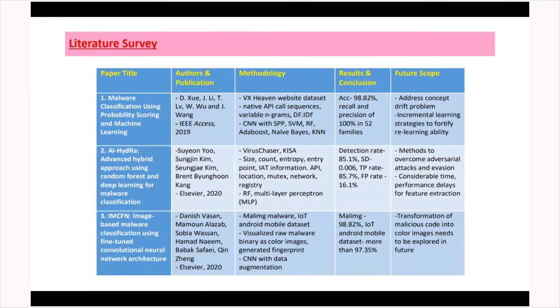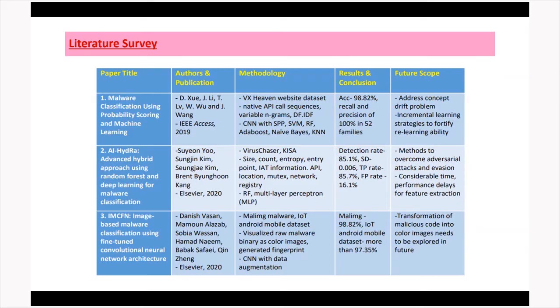Okay, this is the literature survey. I'll just speak on this briefly. The first paper that I referred is malware classification using probability scoring and machine learning. They have used the VX7 website as a data set, and the features considered were API call sequences and n-grams. They used CNN, SVM, RF, AdaBoost, Naive Bayes, and KNN for classification. These are the results.